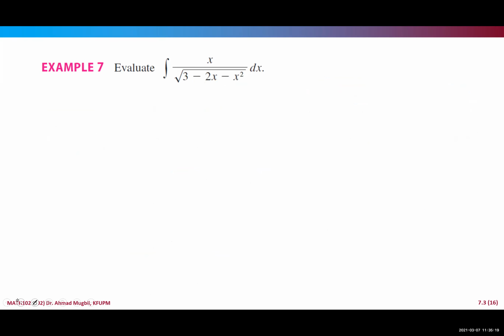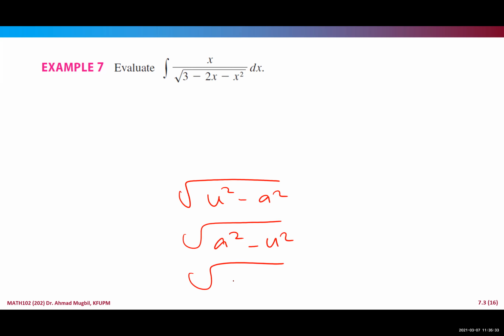The last example, guys, is about when you have integrals like this. If you have an integral like this, you need to complete the square before using the trigonometric substitutions, because usually we have u squared minus a squared, or square root of a squared minus u squared, or something like this. But when we have something like this, we need to complete the square first.